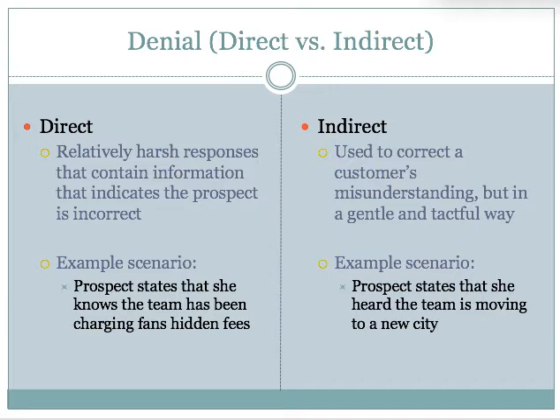So the example I gave here was a prospect states that she heard the team is moving to a new city. You might, instead of just shooting her down right away, say something like, "Oh, wow, I hadn't heard that. Hey, where did you hear that?" And then maybe have a conversation about how that's not necessarily a legitimate news source, and we haven't heard anything like that. So this denial approach, the indirect approach, is probably the more appropriate direction to go with a prospect that you're hoping to have a continued conversation with. But you also want to make sure they have the right information.